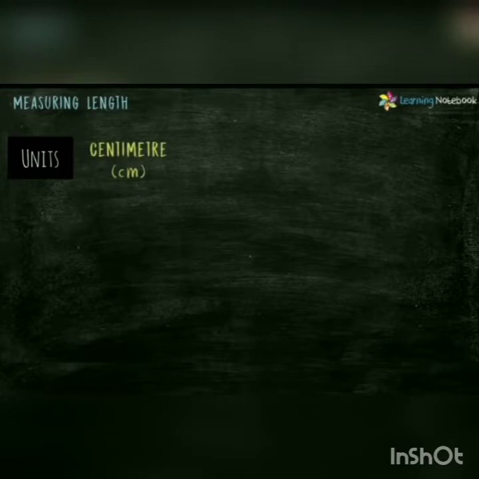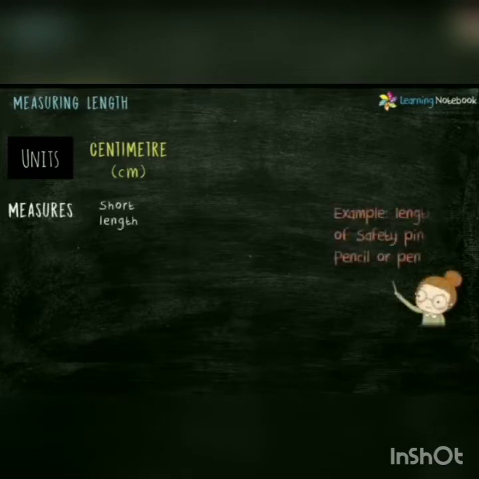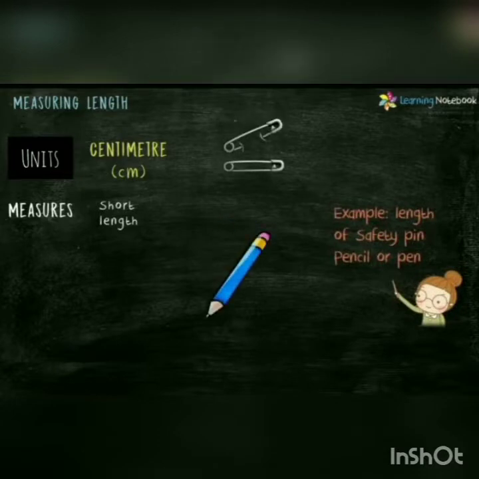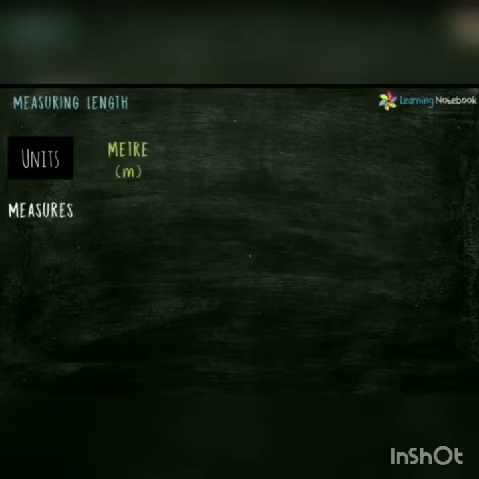In short, centimeter is written as cm. Students, we use centimeter to measure short length. For example, length of a safety pin, length of a pencil, or length of a pen. They are measured in centimeters. Next unit for measuring length is meter. In short, meter is written as small letter m.